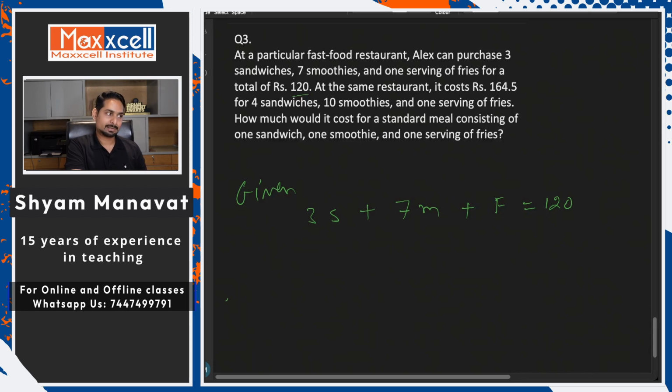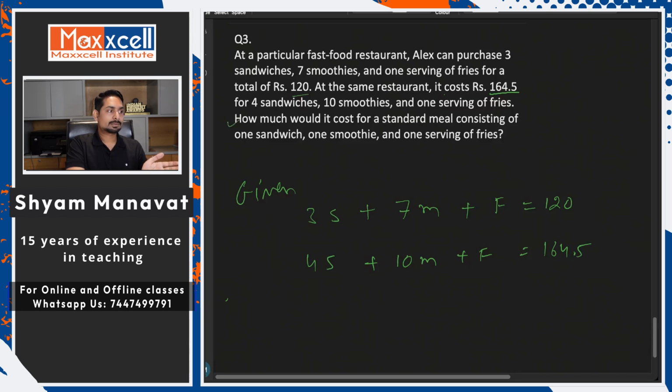At the same restaurant, it costs 164.5. What will cost 164.5? For 4 sandwiches, 10 smoothies, I have assumed M as a variable for the cost of smoothie, and 1 fries. So I used F as the variable for the cost of fries. Okay, so there are two conditions. Now what is next?